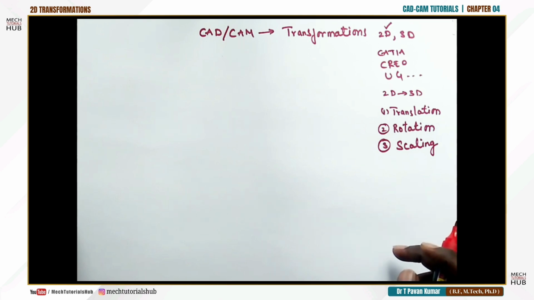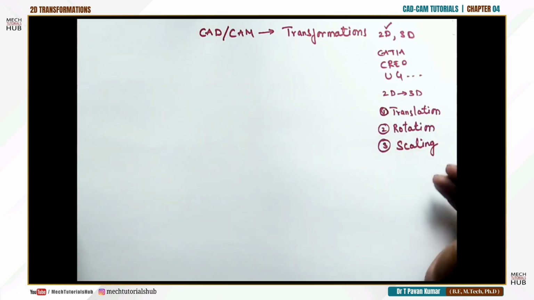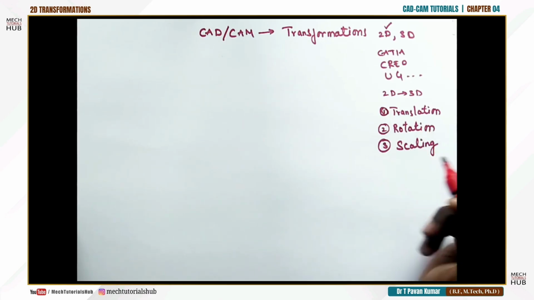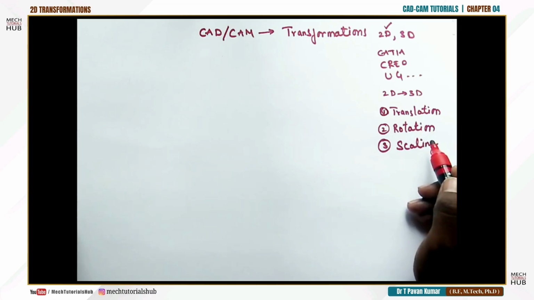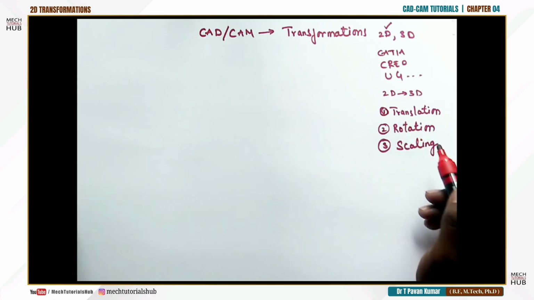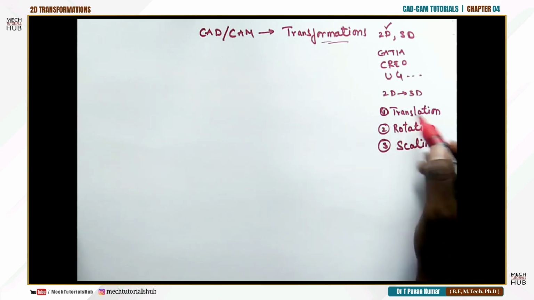Now all the software are inbuilt with matrix multiplication formats. It is already fed to the system. That is the reason whenever you would like to translate an entity or a component, it is done automatically. Whenever you want to rotate, that can be done automatically. Whatever command you give, whatever you want to perform, can be performed easily with the help of transformations in 2D or 3D.